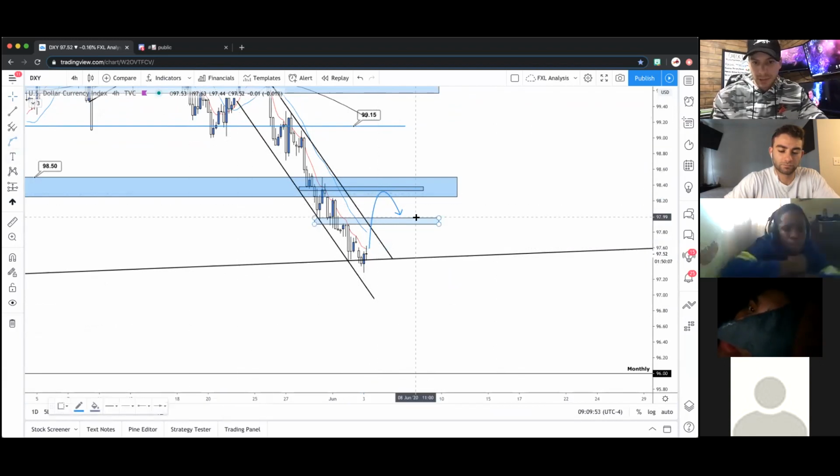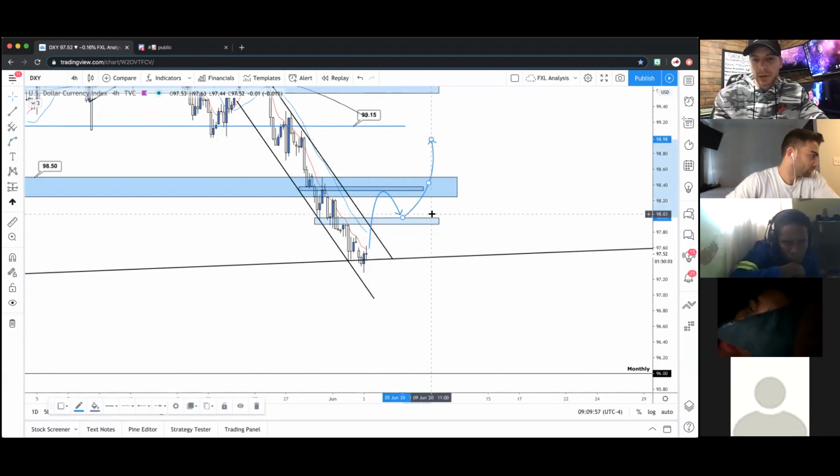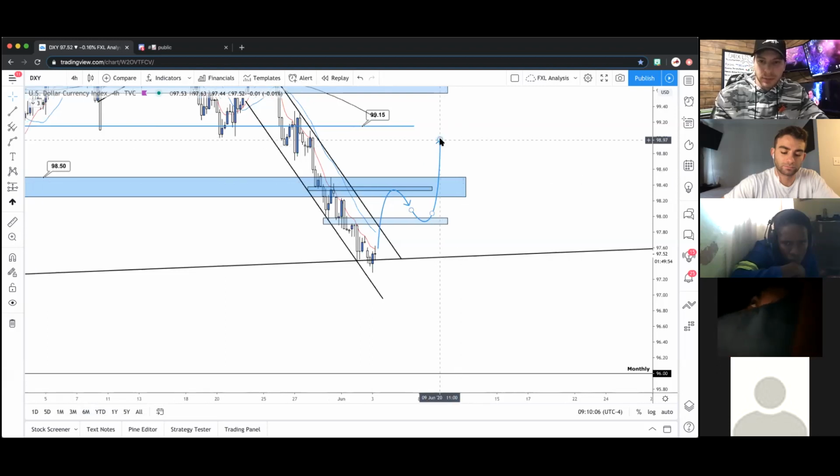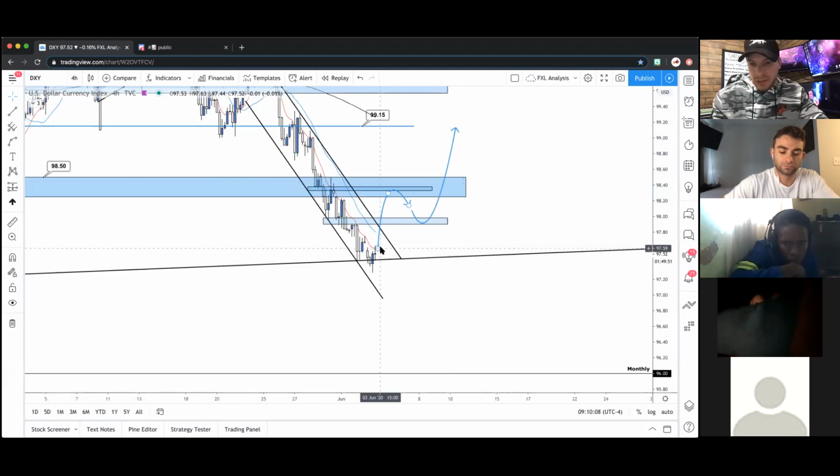We need to see some breaks of minor levels, some breaks of lower highs, and then we need an established higher low on this 4 hour especially. We really need to see a higher low. We really need to see some bullish confirmation, something that's going to give us confidence in looking long on the dollar. So essentially, this is what needs to happen.